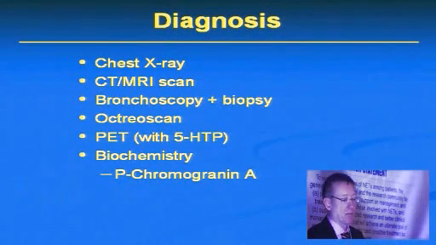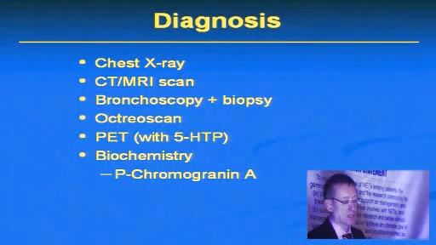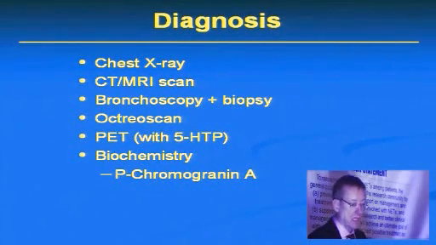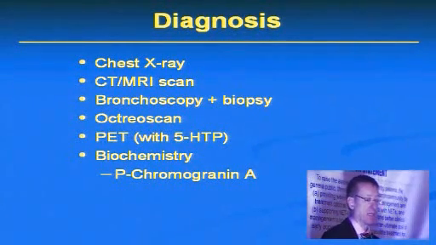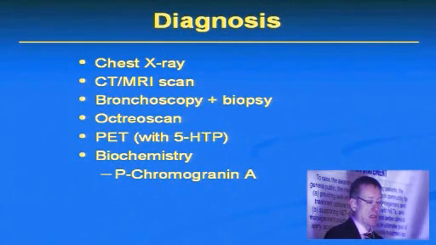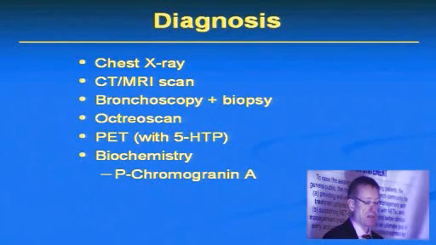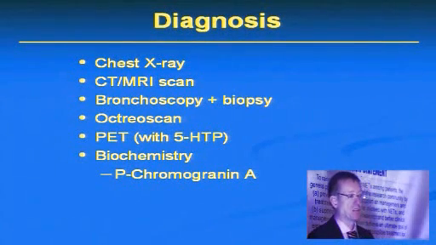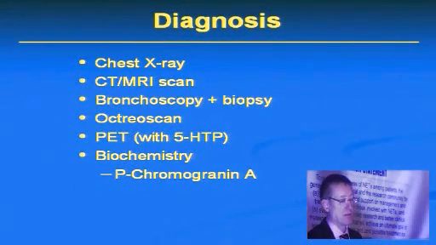Bronchoscopy plus biopsy. Well, the tumors may be either central or peripheral. The central tumors are usually accessible by bronchoscopy, which we will hear about a few minutes later. There has been a debate about whether it's safe or not to biopsy these tumors. The common opinion is that they may be biopsied safely.